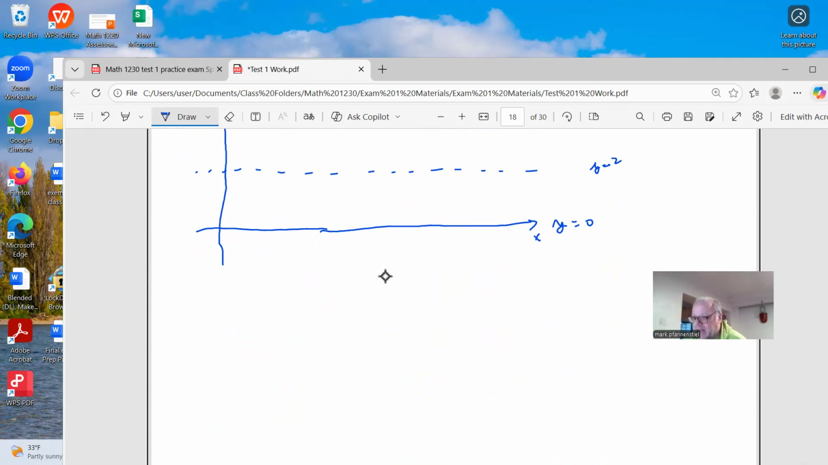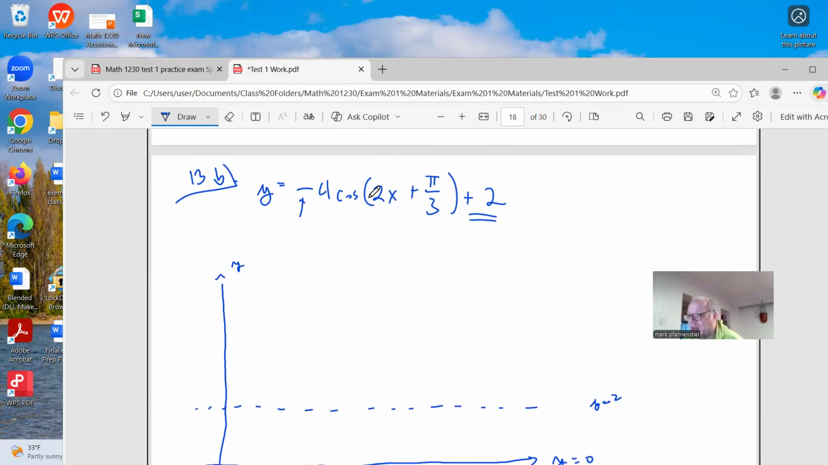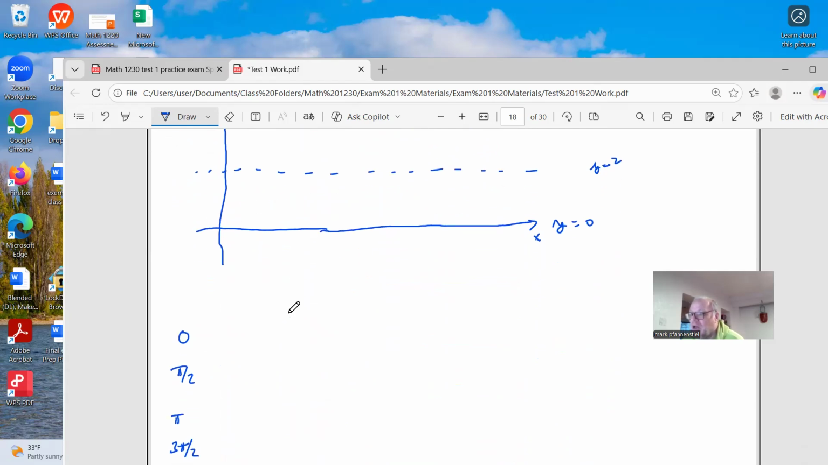going to be 0, pi over 2, pi, 3 pi over 2, and 2 pi. So what I'm trying to do is I want the argument. I want to figure out what x has to be so that 2x plus pi over 3 is equal to 0. Well, there's a way to do that. We're going to say 2x plus pi over 3 equals 0, and we're going to solve for x.